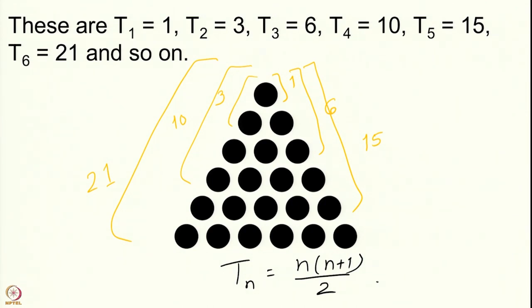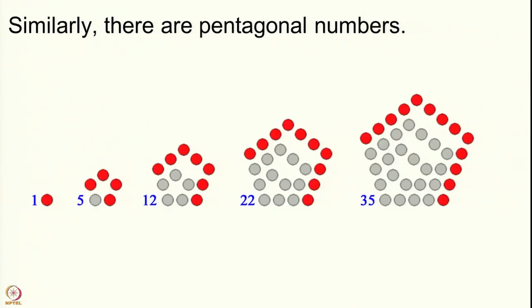So, these are the triangular numbers, and now there are also pentagonal numbers. So, you have the trivial pentagon consisting of only one dot, and then you have the pentagon where each side has two edges. Each edge has two vertices. And so, you have the number 5. I have taken this picture from Wikipedia. So, we see that as you go on increasing the size, here this is P1, P2 is 5, P3 is 12, P4 is 22, P5 is 35 and so on.